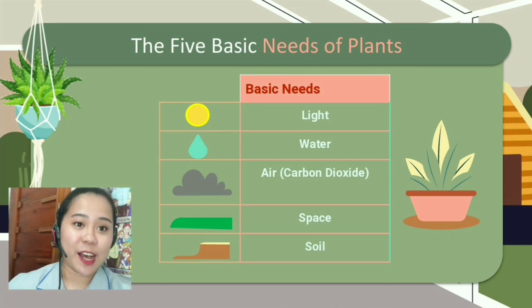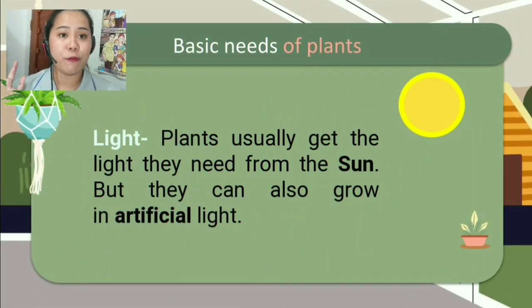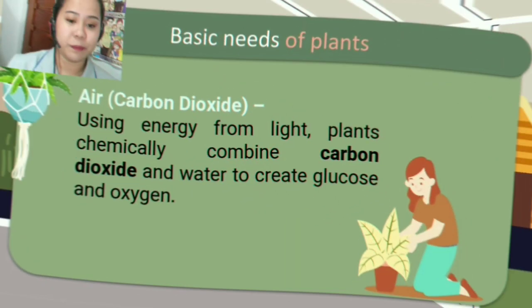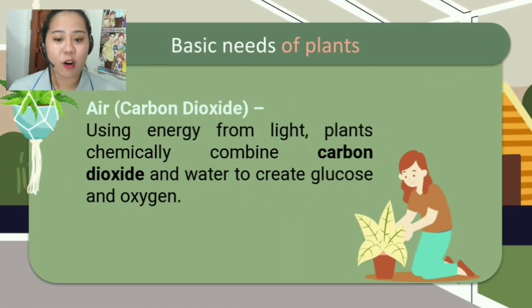To further discuss those 5, the first basic need of plants is light. Plants usually get the light they need from the sun, but they can also grow on artificial light. Second is water. Plants need water for photosynthesis, the process of making glucose. When the roots of the plant absorb the water, it travels through the stem to the leaves or chloroplast. Next is the third one, air or carbon dioxide. Using energy from light, plants chemically combine carbon dioxide, the air released by humans and animals.